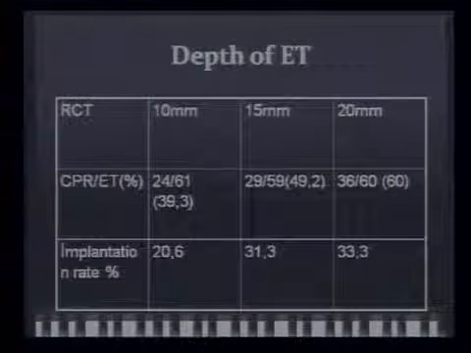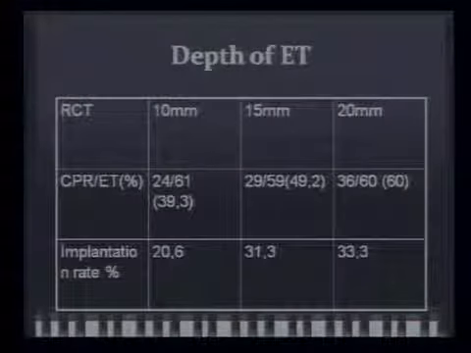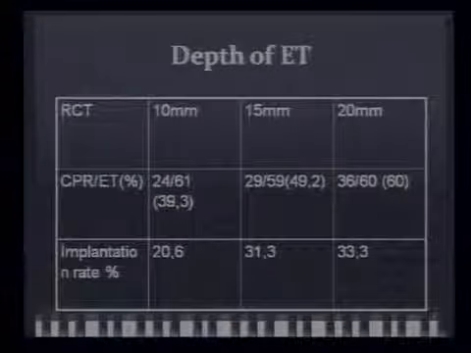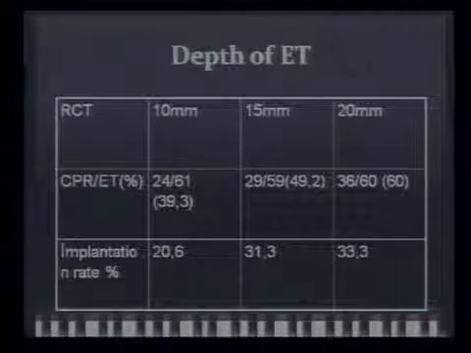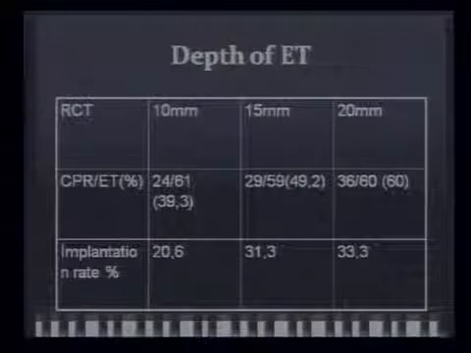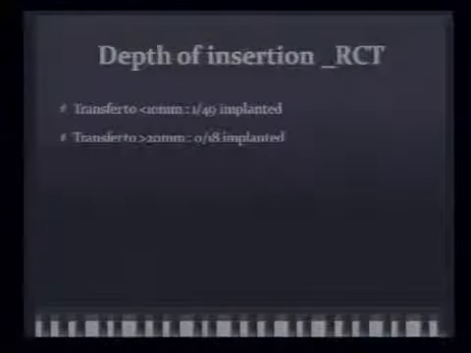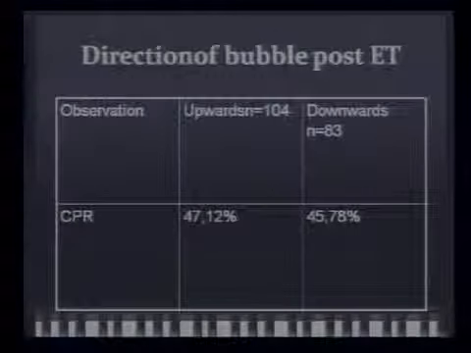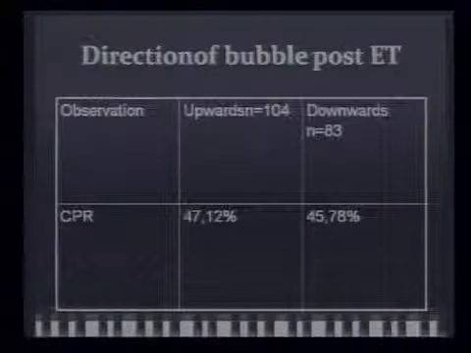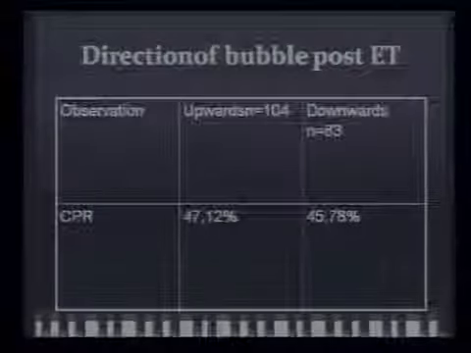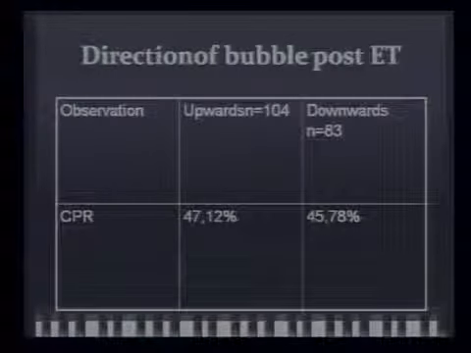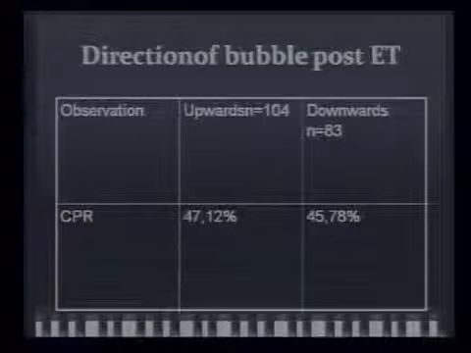But as a summary, in the randomized controlled trials, that is 10 millimeter depth of ET, 15 millimeter, 20 millimeters. As you know, at 20 millimeters, there was a 33% increased chance of getting pregnant. So at less than 10 millimeters, 149 cases implanted. Greater than 20 millimeters, none of the cases were implanted. So we can tell that between 1.5 to 2 centimeters as the depth of insertion will be successful for the pregnancy.